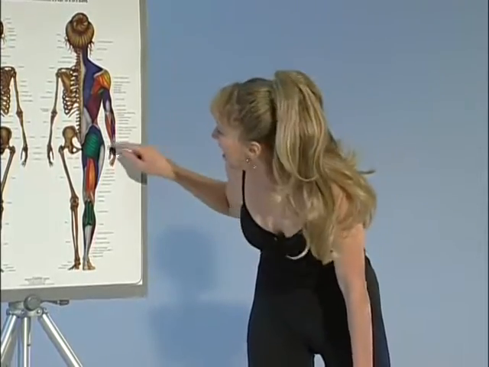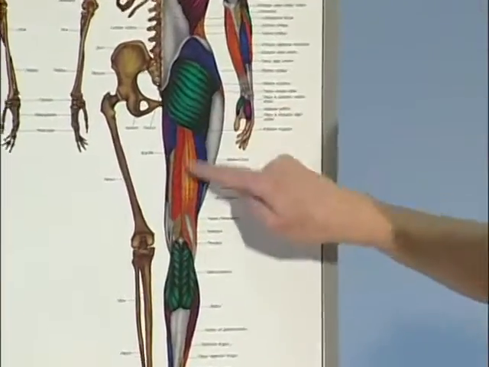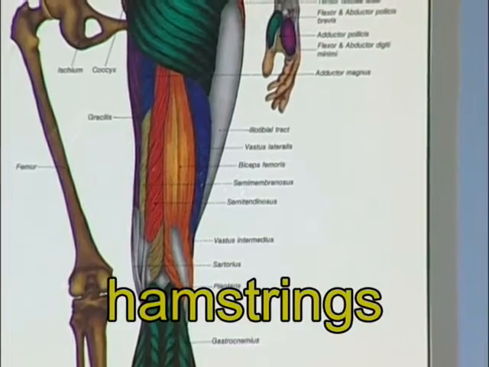So these are very, very important muscles to know and to know what jobs they do, which we'll be getting to. In the back of the leg, coming down, there are many, many muscles here, but they are, as a group, referred to as the hamstrings.